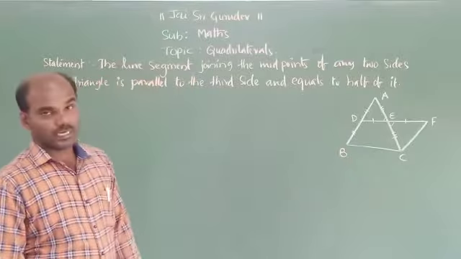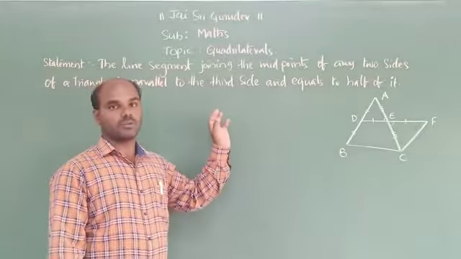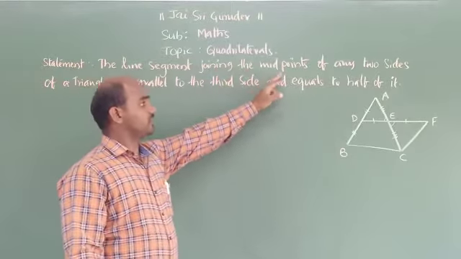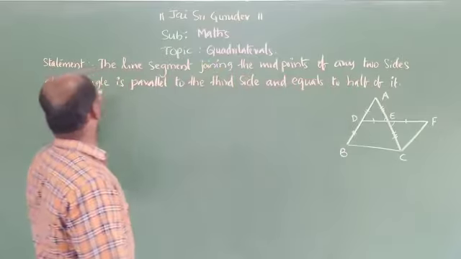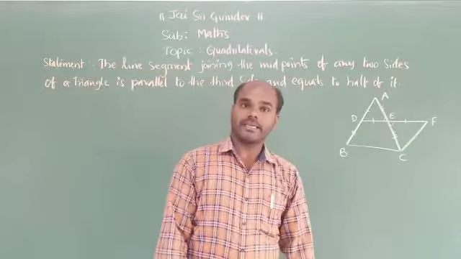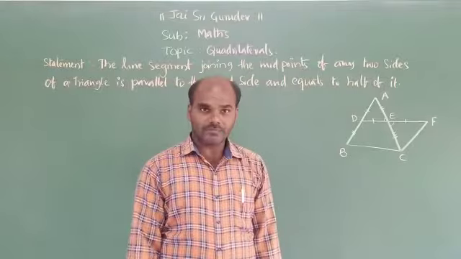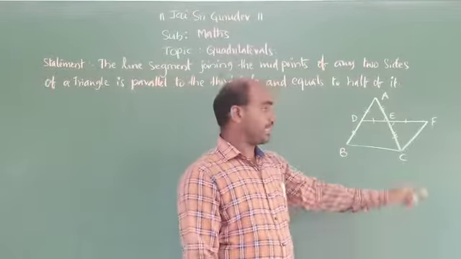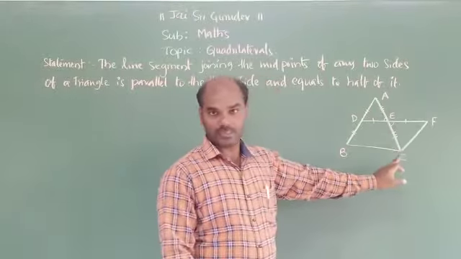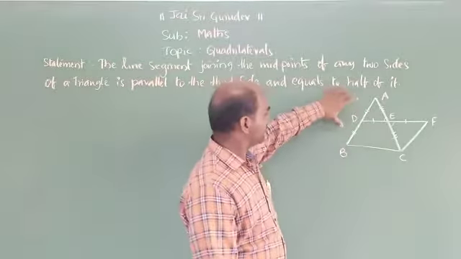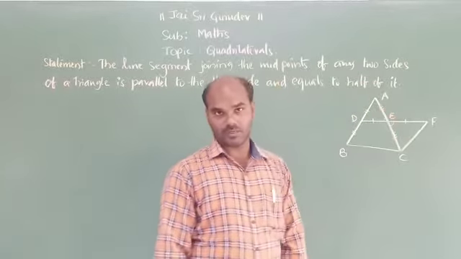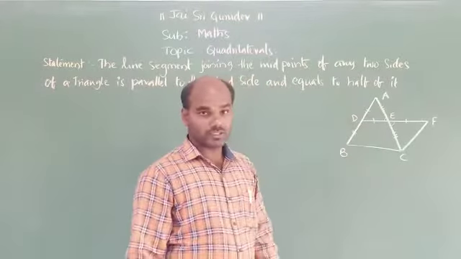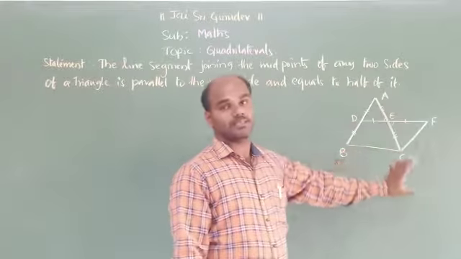So dear children, what is the statement of the midpoint theorem? First you have to learn that. It is the line segment joining the midpoints of any two sides of a triangle. A triangle consists of three sides, and in that we take two sides' midpoints. For example, I am taking ABC as a triangle. In that, the two sides are AB and AC, and D and E are the midpoints of AB and AC.